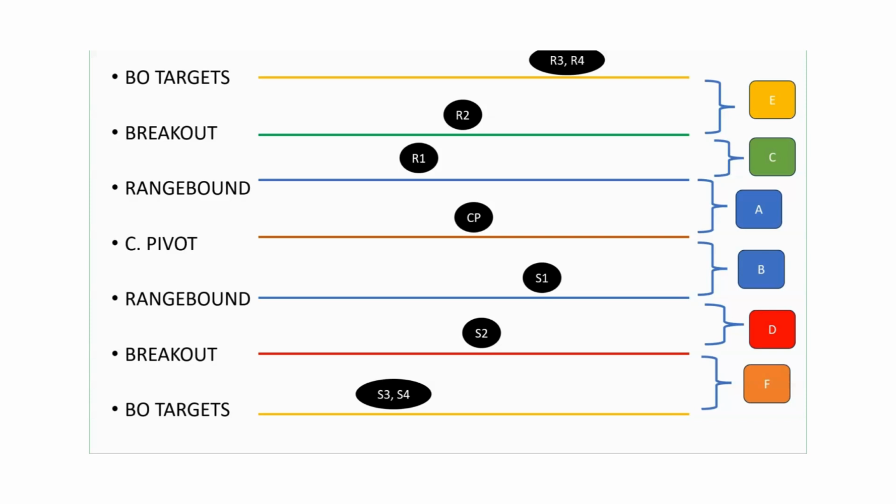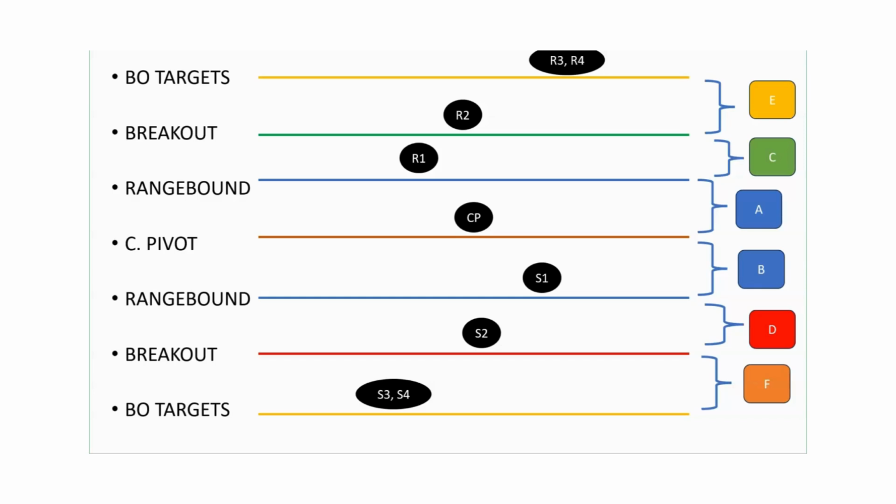So from all of these years of study, what I understood is that there are 4 to 5 levels that are very important in case of intraday trading. So the most important level here is the central pivot support. The central pivot is the point which depends upon the movement of the previous day.